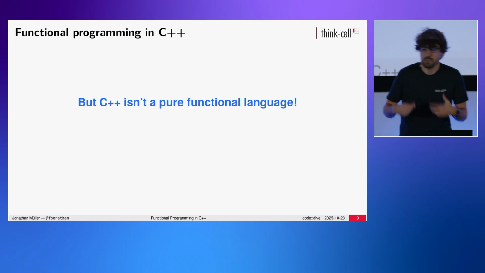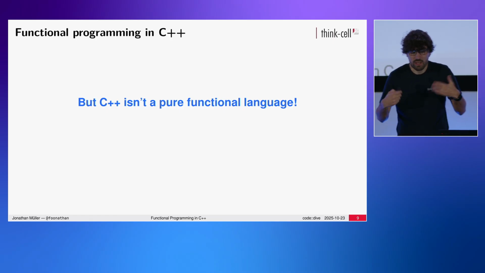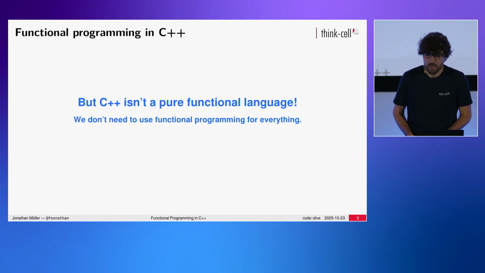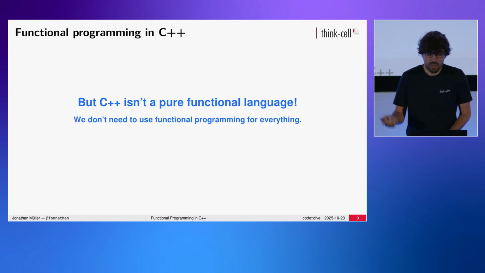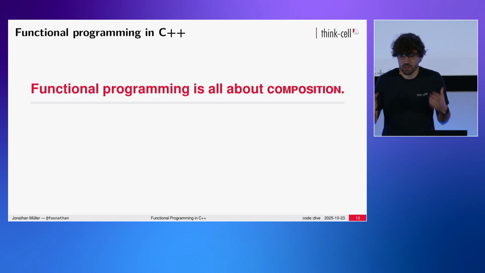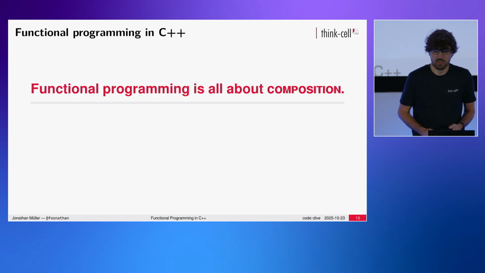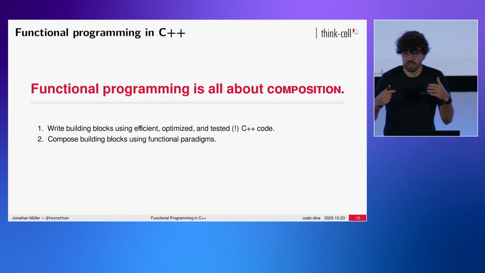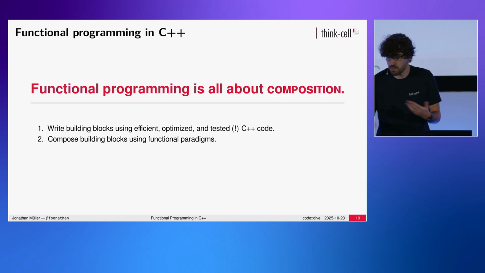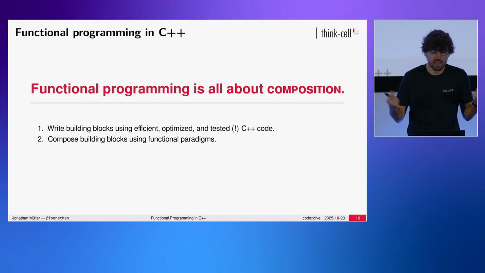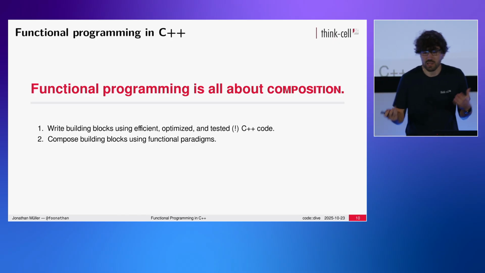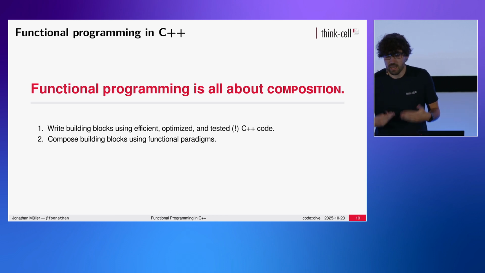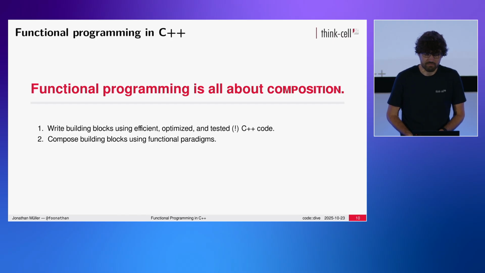However, C++ isn't a pure functional programming language, right? We're not forced to use functional programming, and we're not forced to use it for everything. The primary part of functional programming is all about composition. Translated to C++, this means that we can write the building blocks using regular, efficient, optimized, and well-tested C++ code, and then we can compose those building blocks using functional paradigms. That way, we get the best of both worlds: the performance of C++ and the higher-level simplicity of functional paradigms.